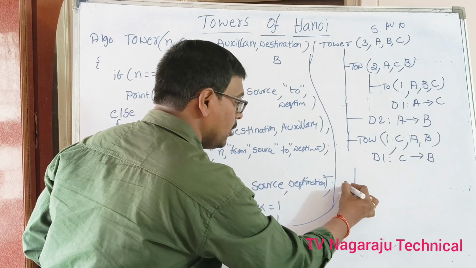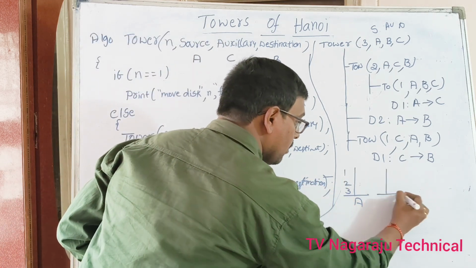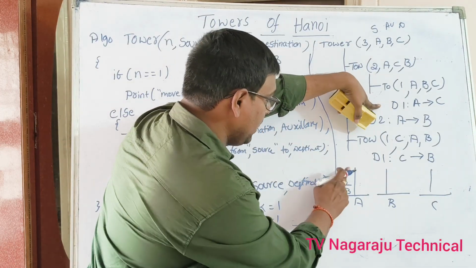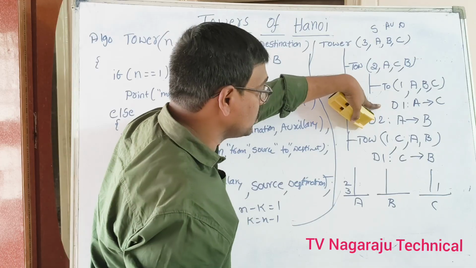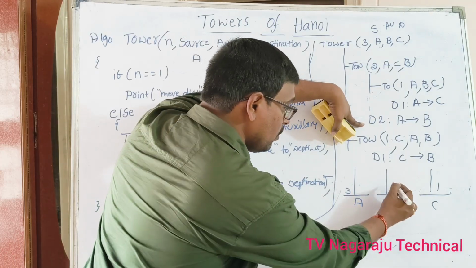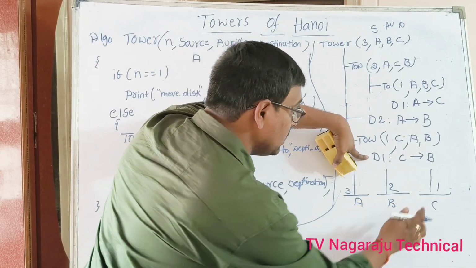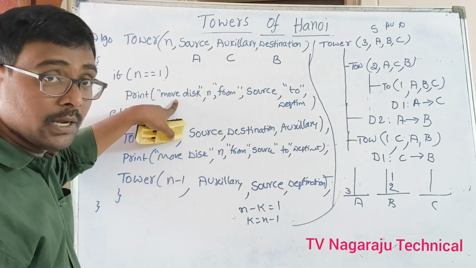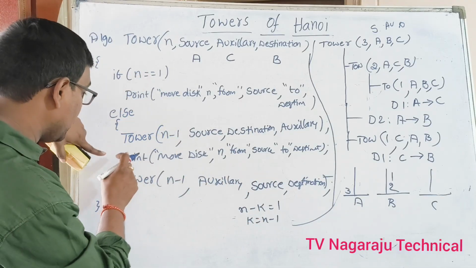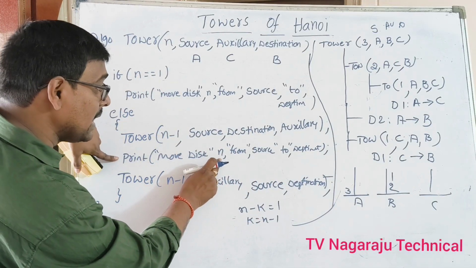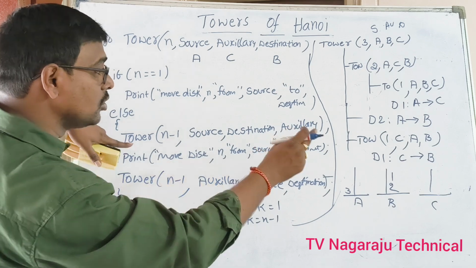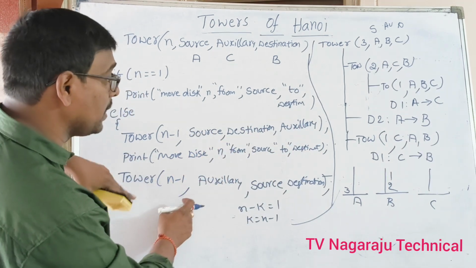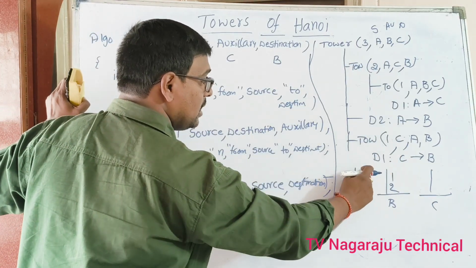By the completion of these steps, what happened? Initially A has 3, 2, 1, right? And B and C are empty. In the first step, disk 1 is moved from A to C, and then disk 2 is moved from A to B, and then disk 1 is moved from C to B. After completion, whenever this statement is executed, it returns. Whenever it returns, move disk number n from source to destination. This is also completed. Now the towers of Hanoi call is completed.